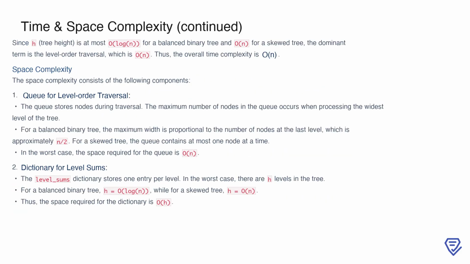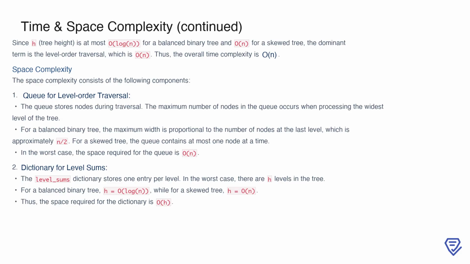Now, considering the height of the tree, h can range from O(log n) for a balanced binary tree to O(n) for a skew tree. However, the dominant factor in the algorithm remains the level order traversal, which processes all n nodes. This makes the overall time complexity of the algorithm O(n).